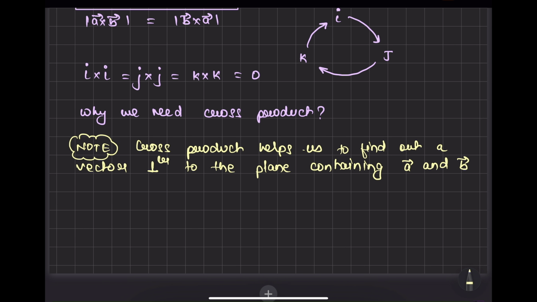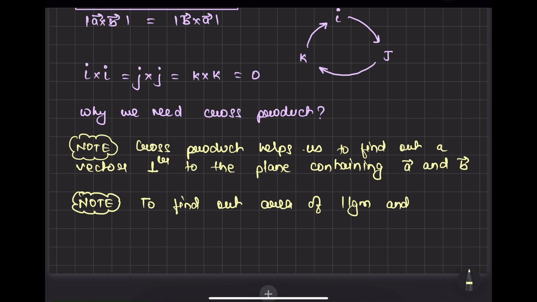Now, the second idea is to find out the area of a parallelogram, triangle, etc., or polygon as well. So area related questions you can handle using cross product.